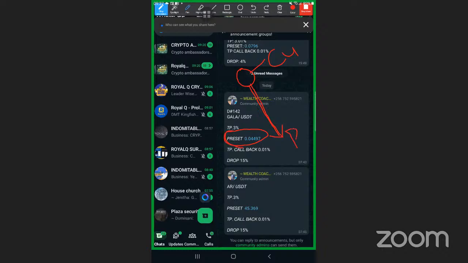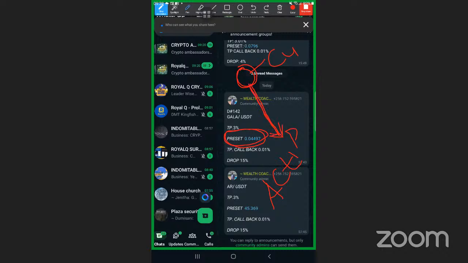So this is what we call a preset price type of signal. It comes with a price that you need to insert in the robot, so that when you click activate, the robot is not going to buy immediately, but will be in a waiting mode, waiting for the current price to come down to your preset price.